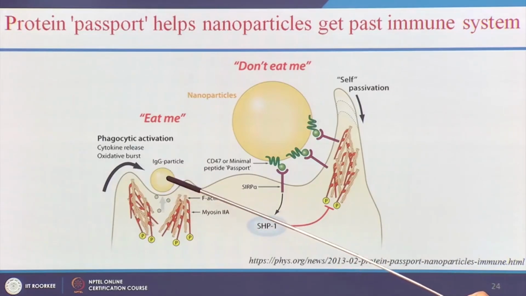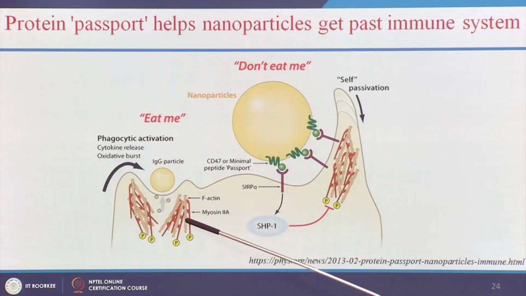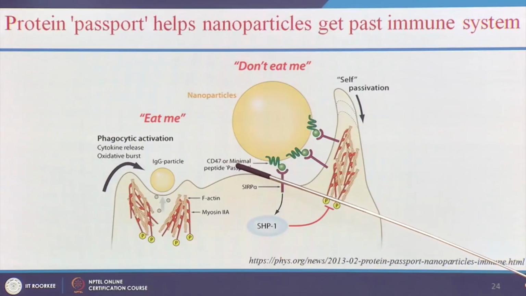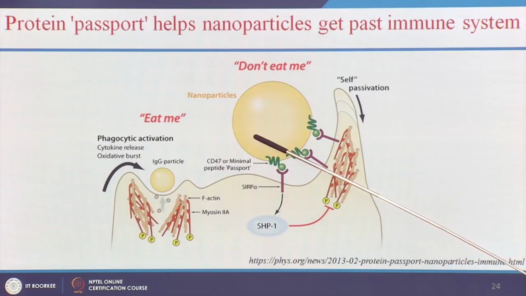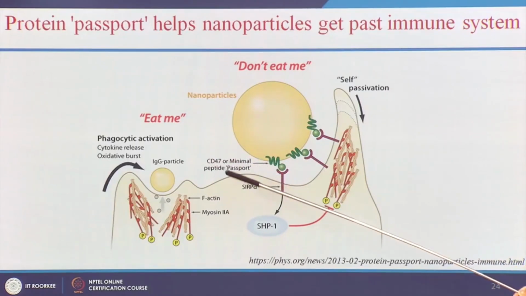This nanoparticle is not coated with protein, so it is taken up by the immune cells, okay. And we can make nanoparticles which are coated with something similar to CD47 protein. So if the nanoparticle is coated with a peptide which mimics CD47, it can escape from the immune system and deliver the drug to the targeted location.